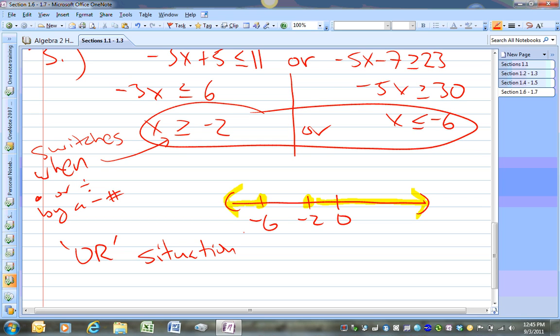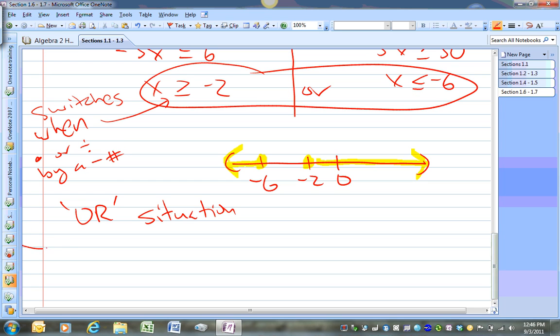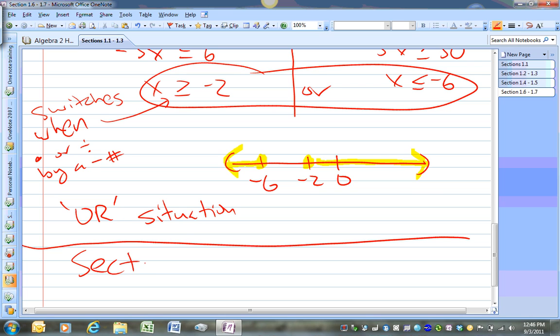That pretty much sums up 1.6. So now we can move on to 1.7. 1.7 deals with absolute value equations and inequalities. So section 1.7.